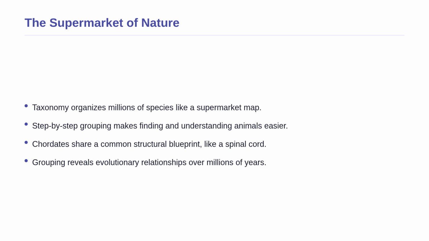Chordate classification is our supermarket map for a very specific group of animals, those sharing a core structural blueprint, like a spinal cord. By grouping these animals based on shared features, we can easily see who is related to whom and how they have adapted over millions of years.